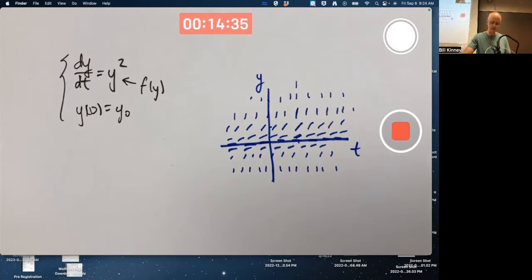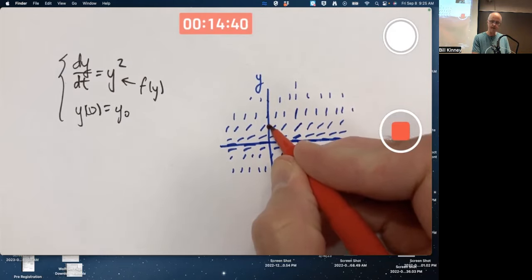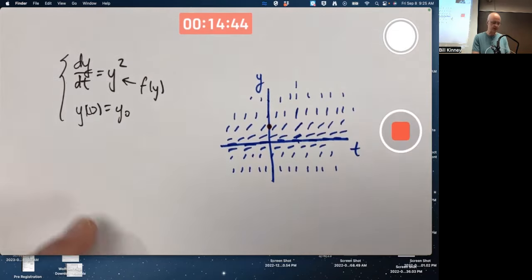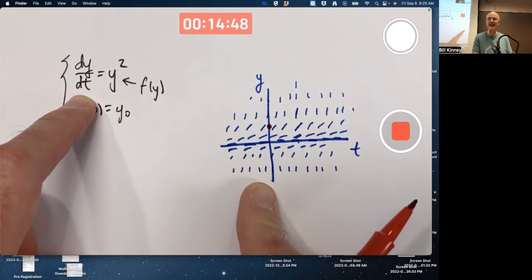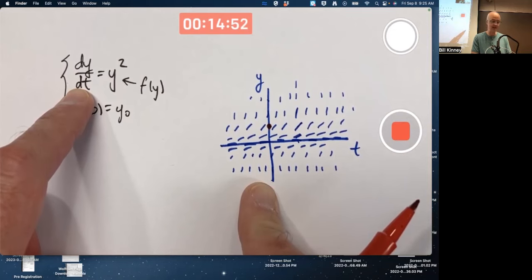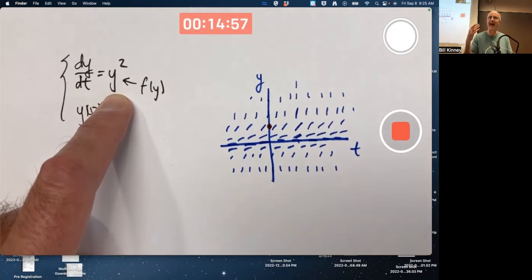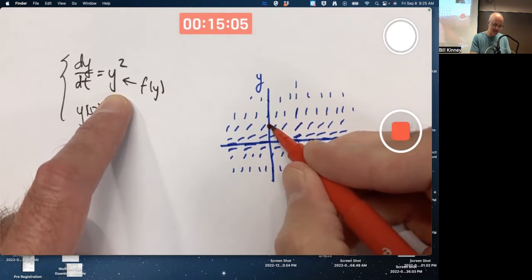Your initial condition was y of 0 equals 1. Let's say that's right here. The solutions are supposed to follow the slope field. The differential equation geometrically is saying solution curves have derivatives, slopes, that everywhere equal the square of their y coordinate as you move along the curve. And the y coordinate changes, so the slope changes.